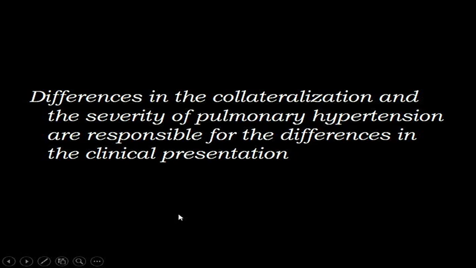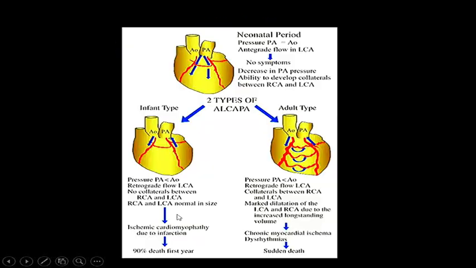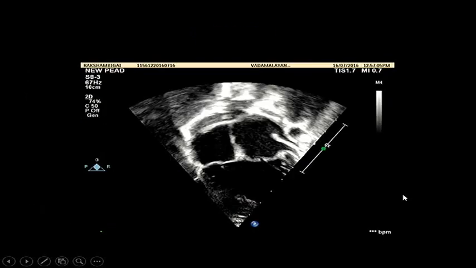If there is reasonably good collateralization, LV dysfunction is not much. These patients will grow into adults or present with various degrees of mitral regurgitation as older children. If the collateralization is much less, they usually go into LV dysfunction. In this case, though we have shown the collateralization, there was LV dysfunction, and the child underwent corrective repair. So I'll just skip these things.